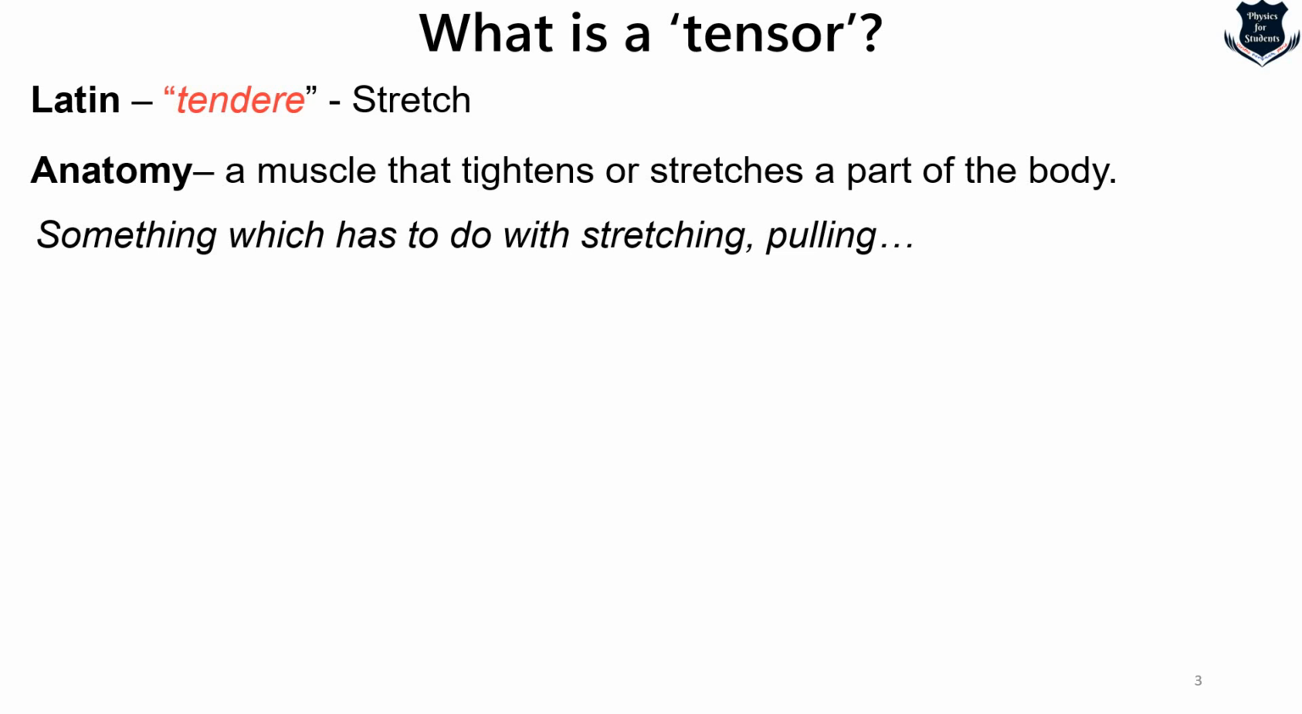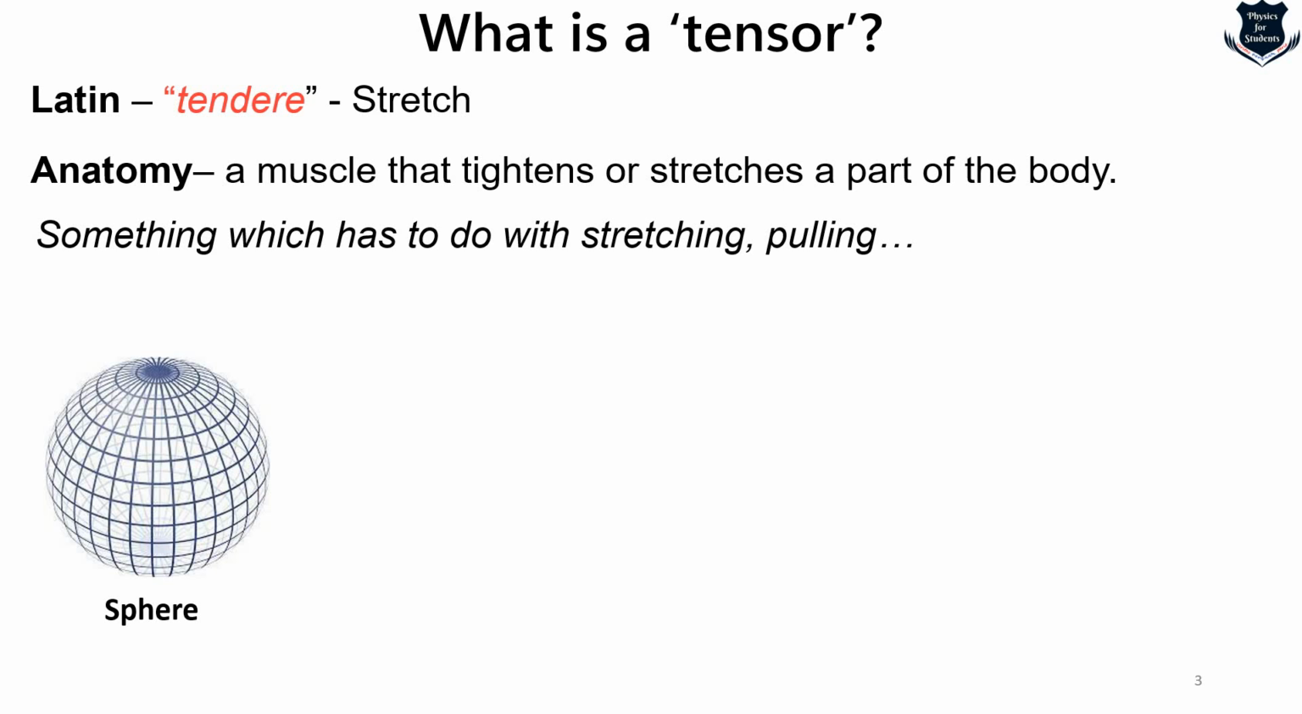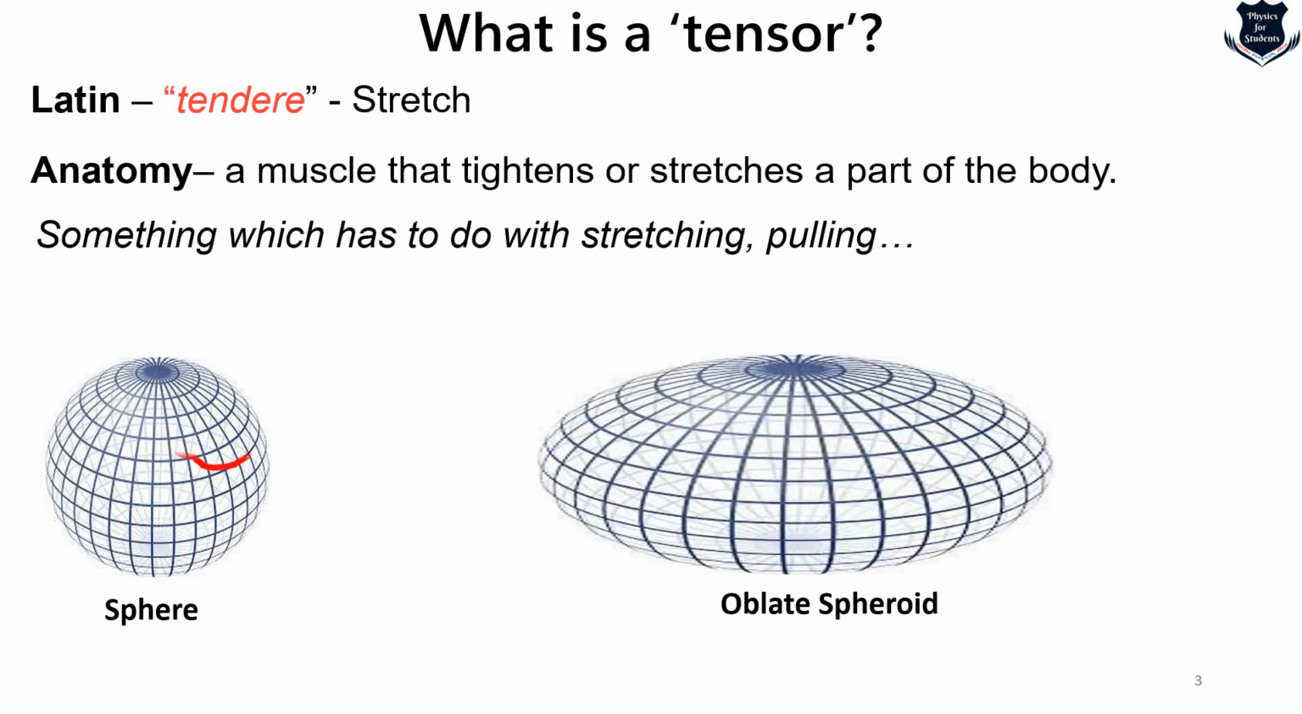Now, this is something related to anatomy or physiology, but what does it have to do with physics and mathematics? Does it have any relevance related to stretching and pulling? Yes, it does. And this is what we are going to explore now in this example. Consider a sphere which has some amount of information, which I have marked in red. Now, if I extend or stretch the sphere, it would become what is called an oblate spheroid.